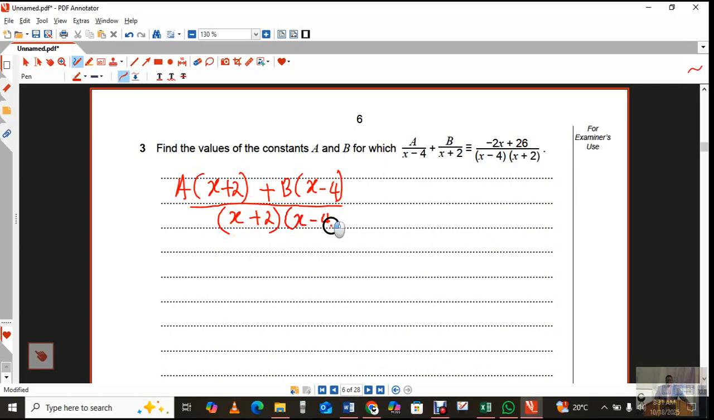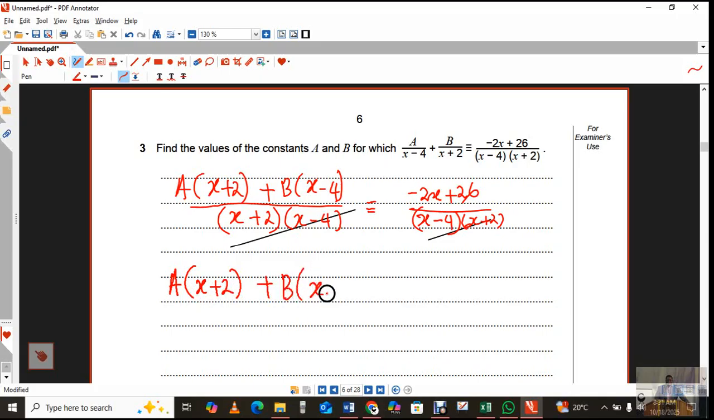And x minus 4. This is identical to minus 2x plus 26 over the same x minus 4 and x plus 2. Right, you can actually go ahead and drop these denominators and only equate the numerators. So I'll have A, and I have an x plus 2 here, plus B, and I have an x minus 4. And let's say this is equal to minus 2x plus 26.